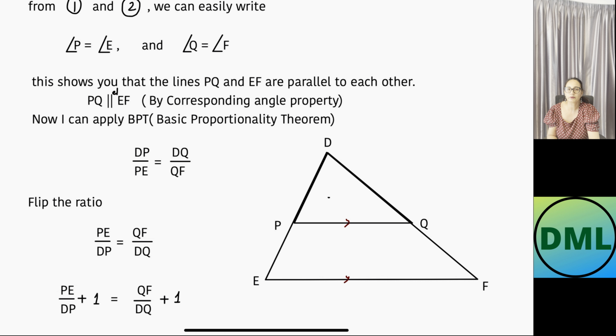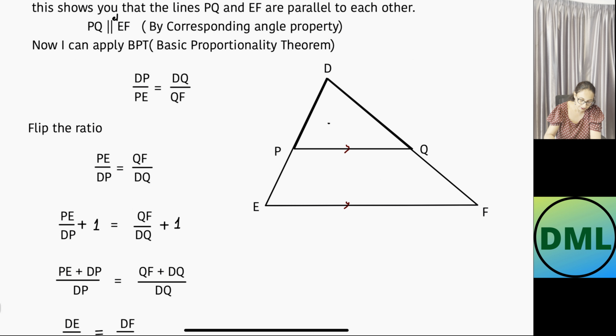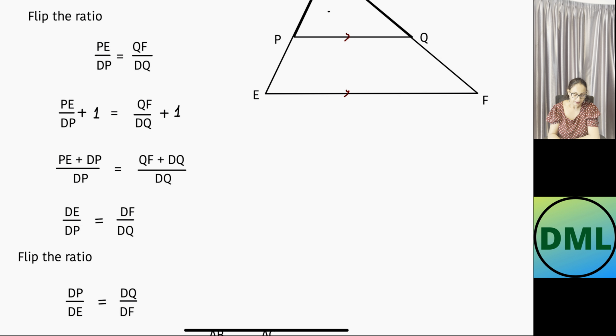The basic proportionality theorem says that DP over PE is equal to DQ over QF. I need to flip my ratio here: PE over DP equals QF over DQ. I need to add plus 1 on both sides. Let's take the LCM, DP. The numerator will become PE plus DP over DP, and here QF plus DQ over DQ.